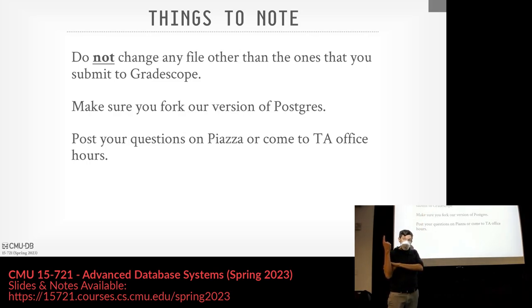Make sure you fork our version of Postgres, because it already has the scaffolding code that Wan has set up. And it's all set up for you to compile from the command line or VS Code or whatever IDE he's using. All that's in there, and then you'll be able to link it in. You don't have to figure that out yourself, which is not trivial. And then please post questions on Piazza or come to the TAs' office hours, okay?